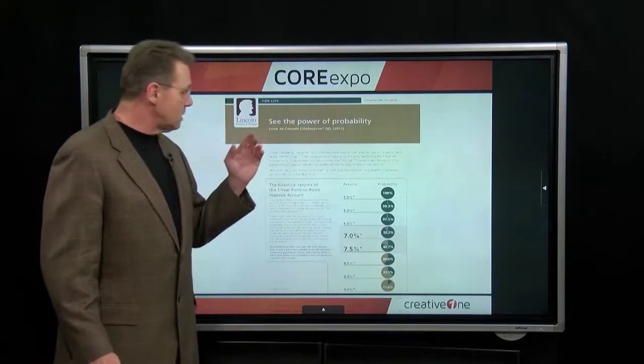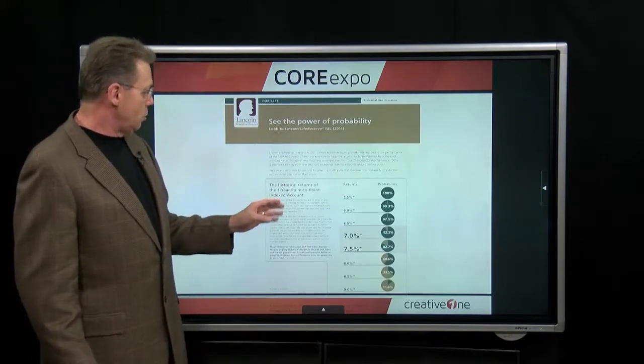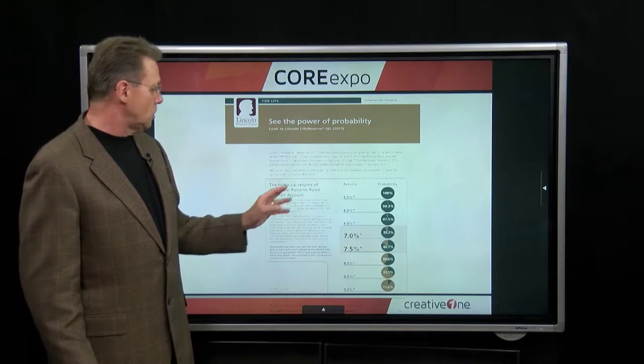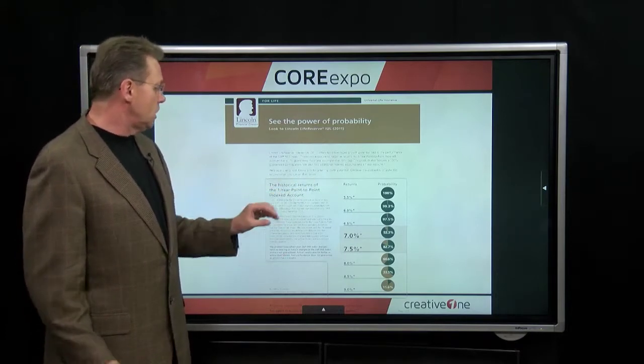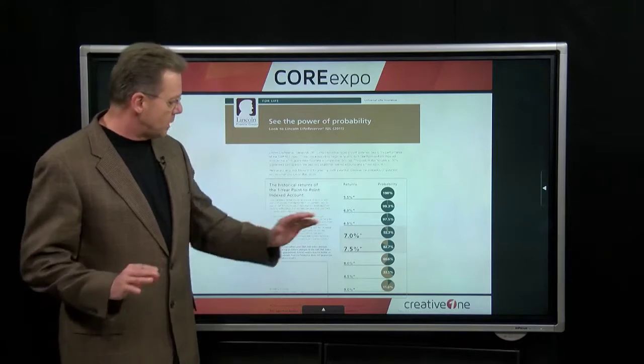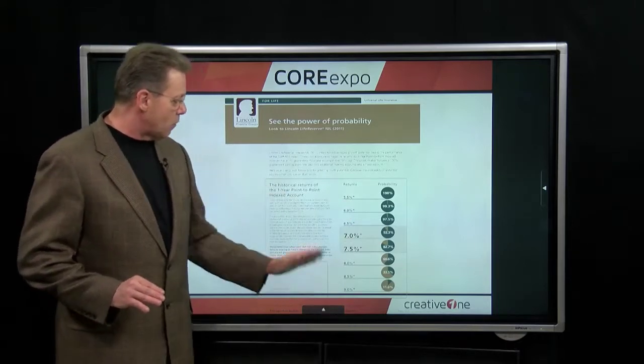Now, this is a document put out by a carrier, and you'll notice that they give the historical returns of the 1-year point-to-point account using these 2 20-year tranches, and I really like this because it gives the probability ranking over this period.